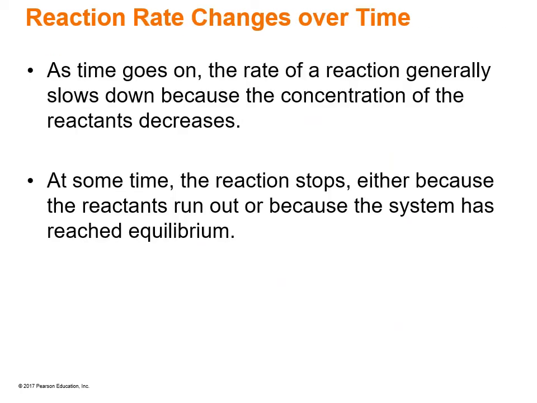Now, as you may have noticed, our curve starts to flatten out as time goes by. And the reason for this is because it's slowing down because the concentration of our reactants is decreasing. As they get used up, it's harder and harder for the molecules to find each other to react. At some point, that reaction is going to stop, either because the reactants completely run out or we've reached equilibrium.